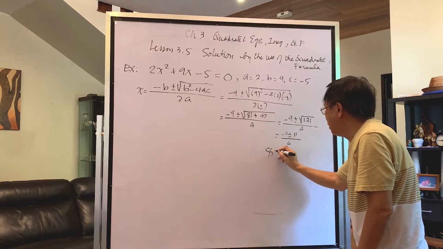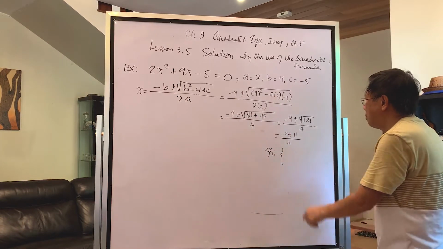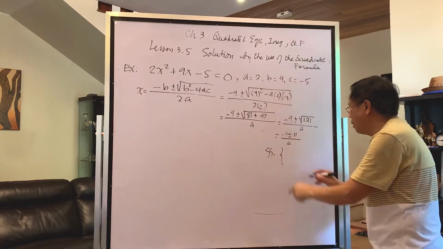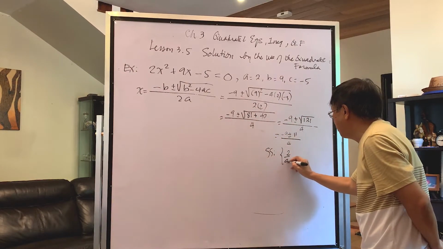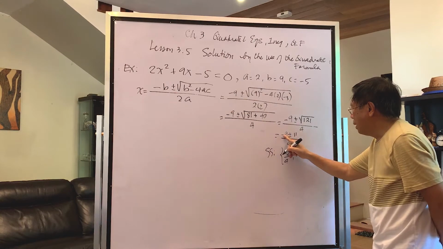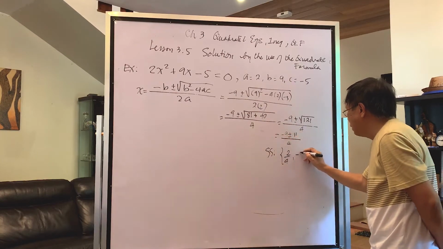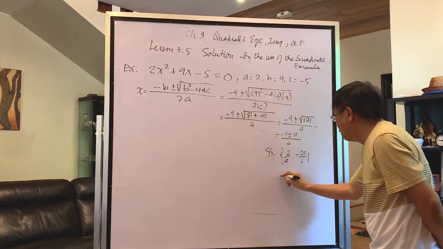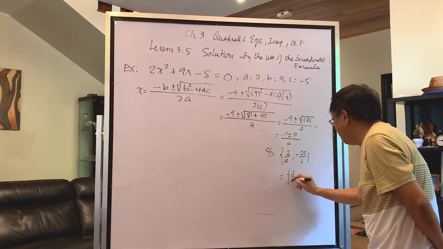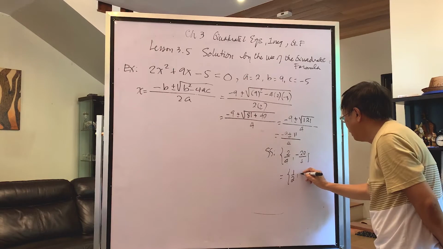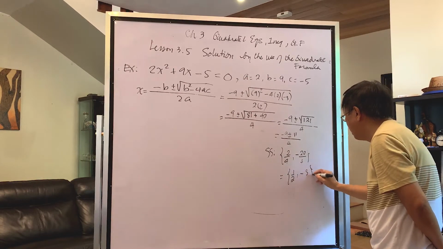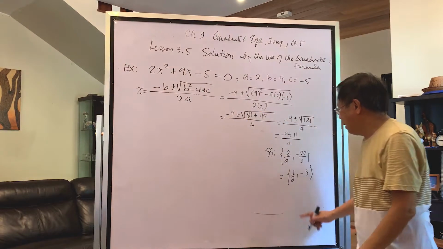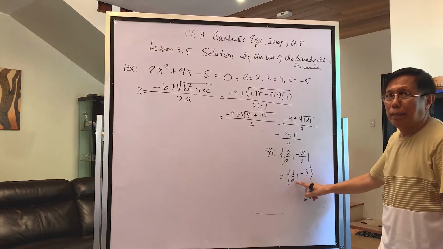From it, we get our solutions. The first one, negative 9 plus 11 is 2, divided by 4 is 2 over 4. The next one, negative 9 plus negative 11 is negative 20 all over 4. Now we can reduce these to 1/2 and negative 5. So therefore, the solution set to this equation is 1/2 and negative 5.